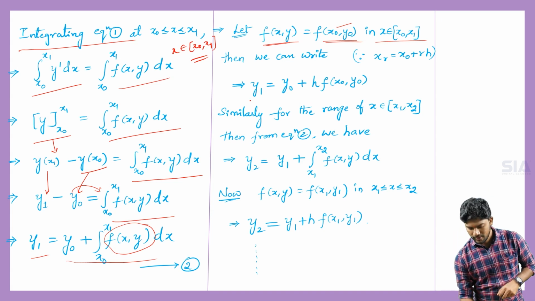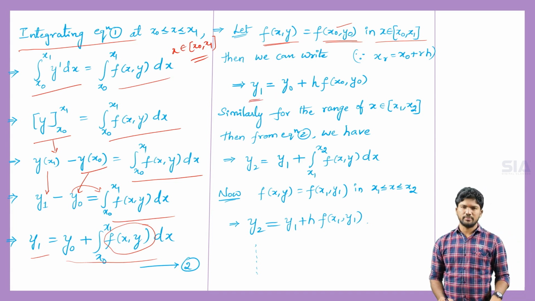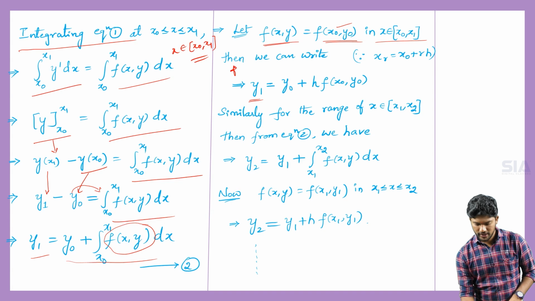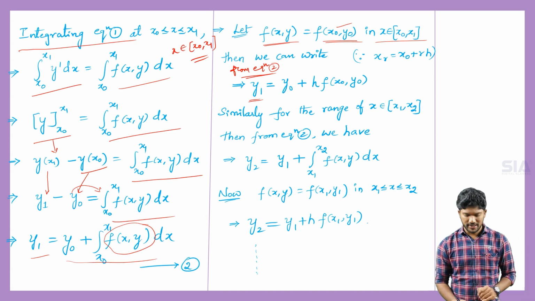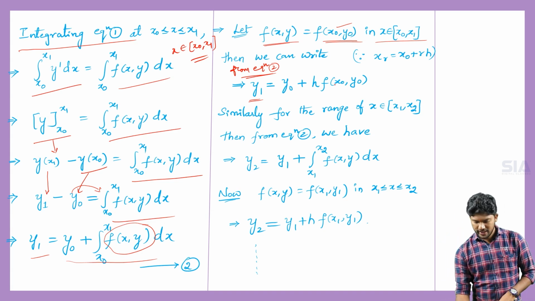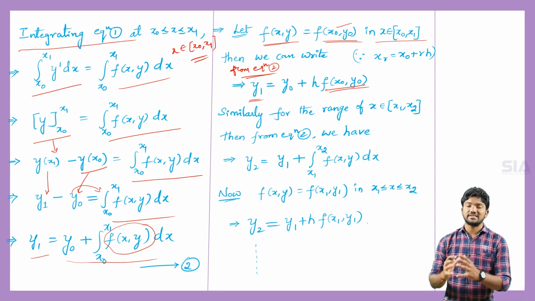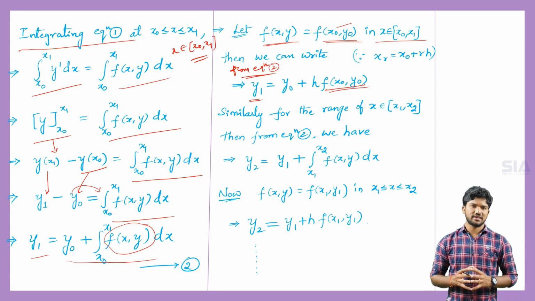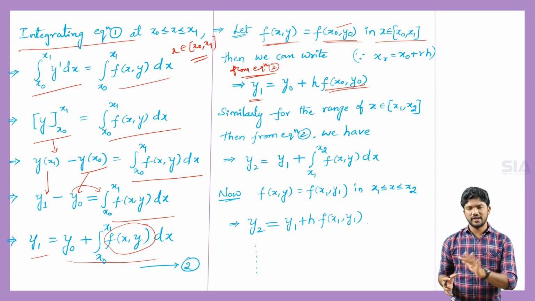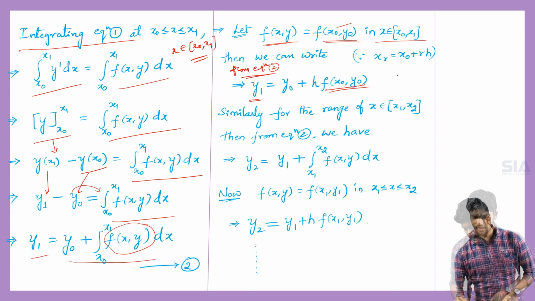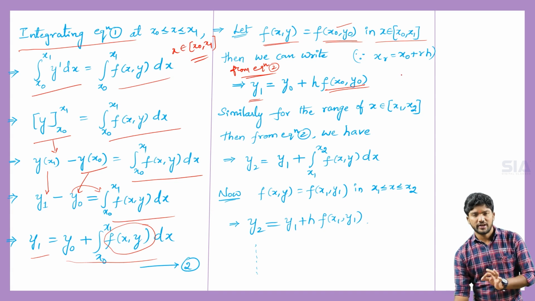Then we can write, from equation number 2, y1 is equal to y0, as it is, we are not disturbing the y0 value, plus, next to it, the f of x comma y value will become f of x0 comma y0, which is a constant. For a constant we cannot apply the integration. Next, the term we can apply the integration to is f of x0 comma y0, which is constant.